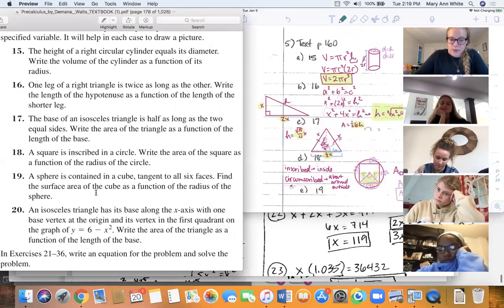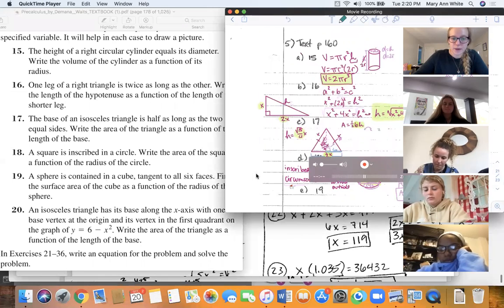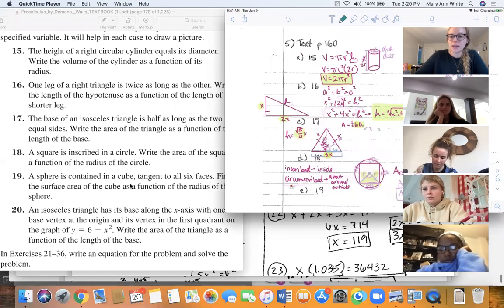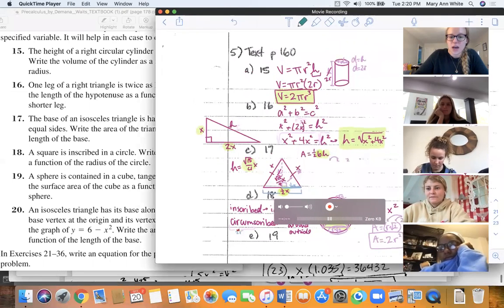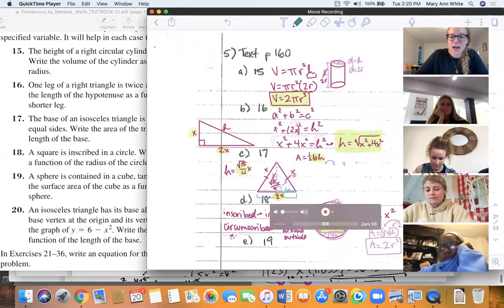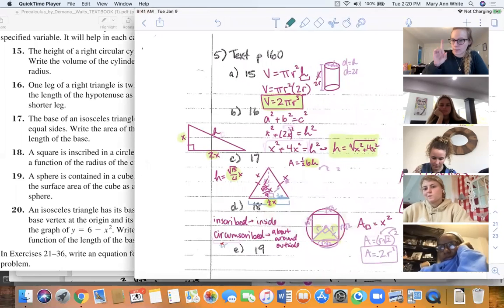The first one we're doing is a 3D figure. It says a sphere is contained in a cube tangent to all 6 faces. Find the surface area of the cube as a function of the radius of the sphere. So a sphere is contained in a cube, so a cube's on the outside and the sphere is on the inside. And it says it's tangent to all 6 faces. What tangent means is that it's touching all 6 faces at one point.